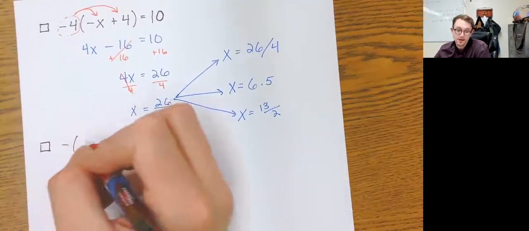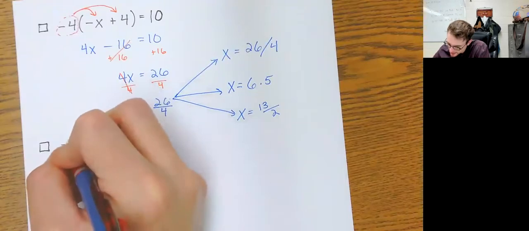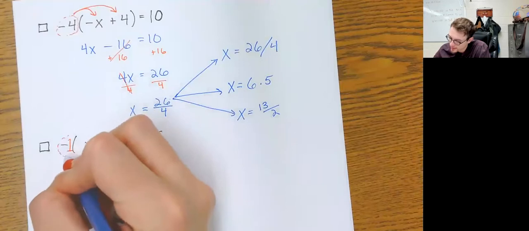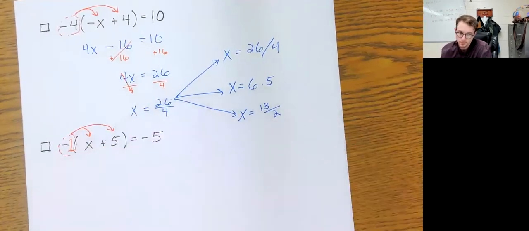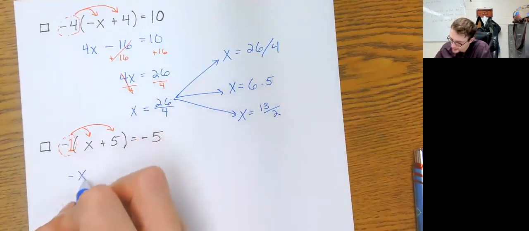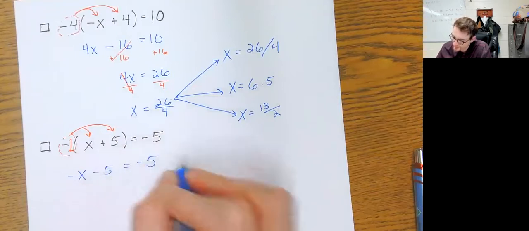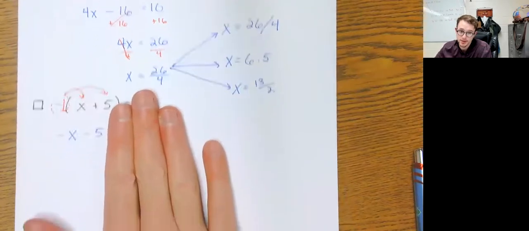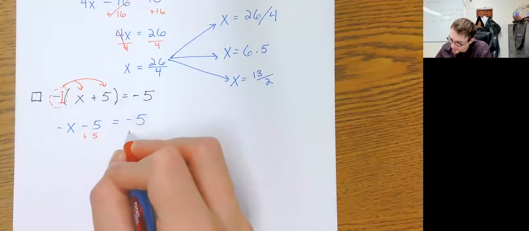Okay, what I don't like about this is you don't just distribute the negative. What you're distributing is this invisible -1. So I'm distributing a -1. Okay. So -1 times x is -x. -1 times +5 is -5. All right. That's simplified now. Good to go. Let's move on to step 2, which is cancel out. So add 5, add 5.